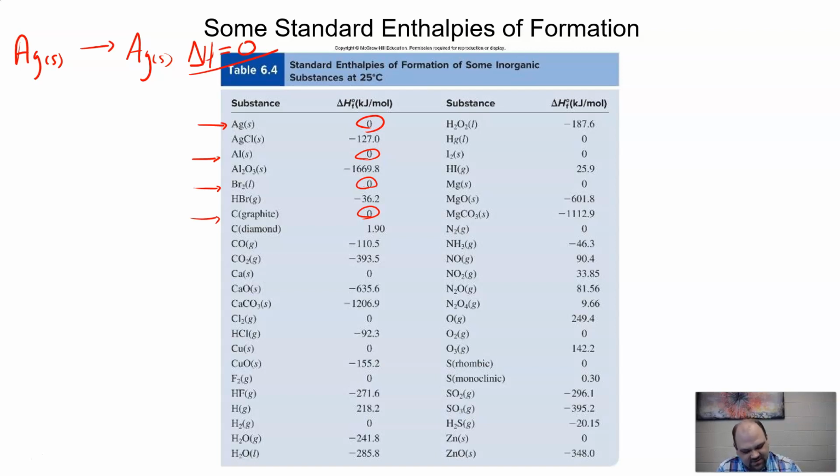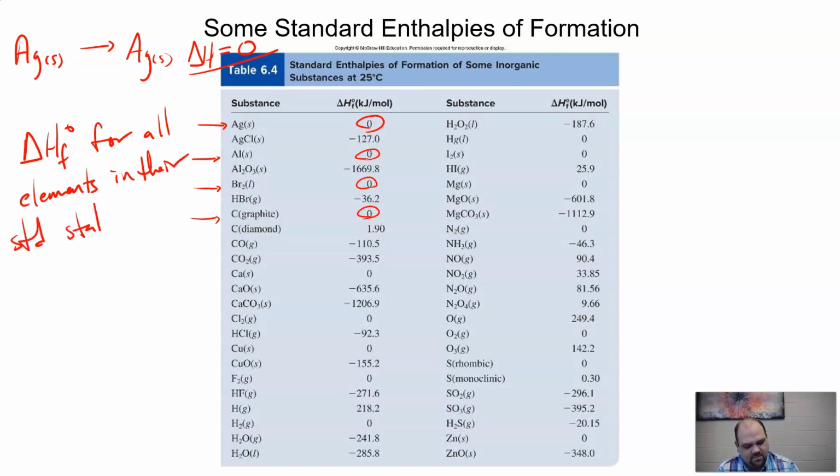And so the delta H of formation for all elements, as long as they're in their standard state, is 0. Right? And we see that all over the place. Here's mercury and iodine. Here's nitrogen, oxygen, sulfur, zinc. Every element in its standard state is going to have a delta HF of 0. Okay? And so how do we use this?